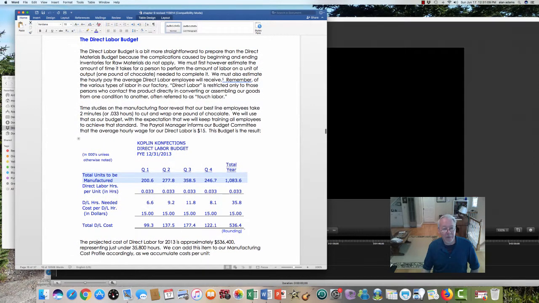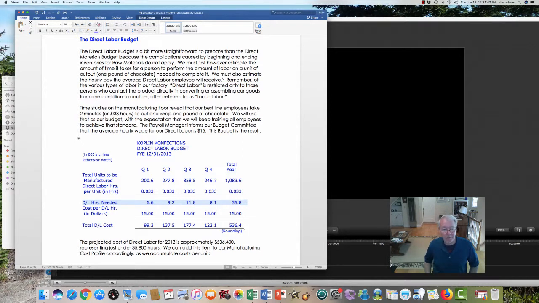I have done an efficiency study. I sent someone out on the shop floor with a stopwatch to measure my people and see on average how long it takes, including inefficiencies, downtime, breaks, and things like that, to make 1 pound of chocolate, and it seems to average 0.033 hours. I'm measuring this in hours because I'm going to use an hourly wage in a moment. So the number of direct labor hours that I need to make the amount of chocolate I intend to make, again measured in thousands, would be 6,600 hours of direct labor in the first quarter.